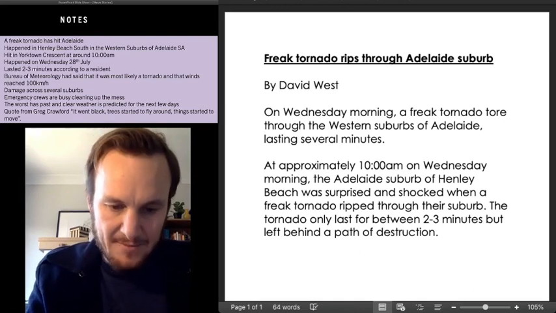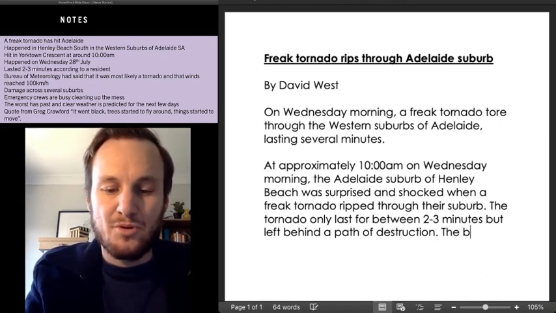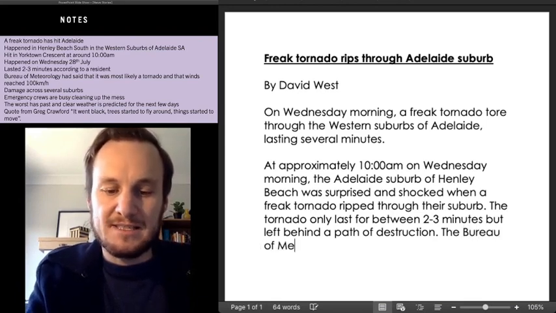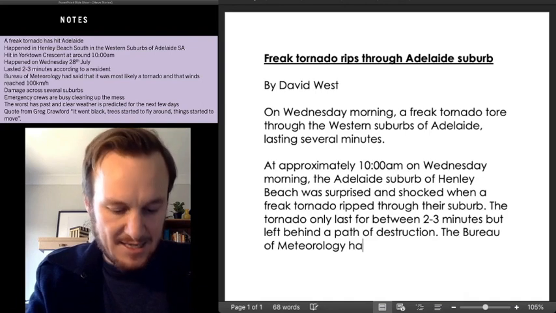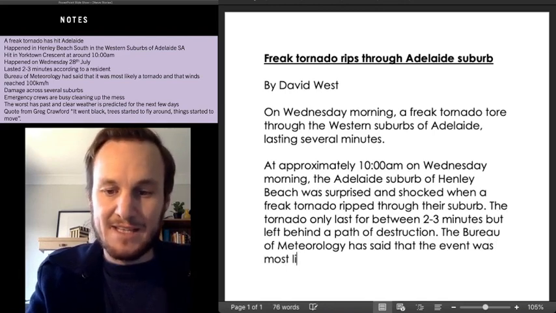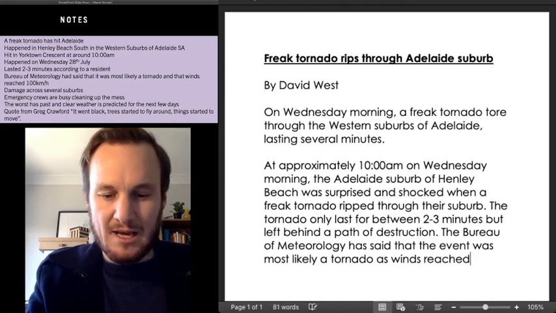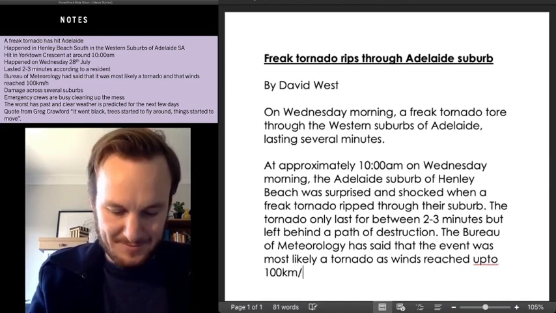Okay. And then I'm talking about that thing about the Bureau of Meteorology, which is really important to have. So I'm going to write the Bureau. I'm going to put a capital because they're a place. Bureau, such a tricky word to spell. Bureau of Meteorology has said that the event was most likely, that's some really bad spelling, a tornado, as winds reached up to 100 kilometers per, that's not how you write kilometers, per hour.